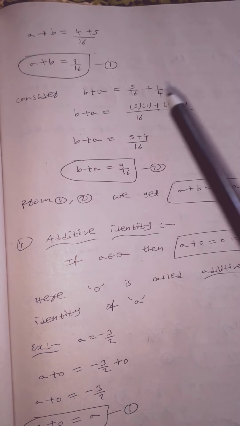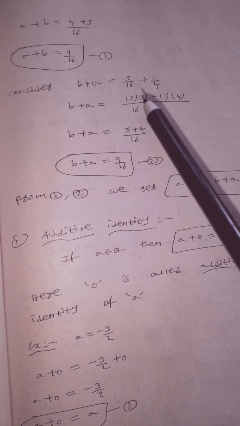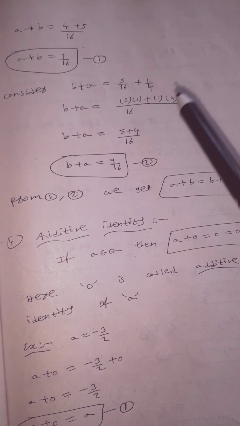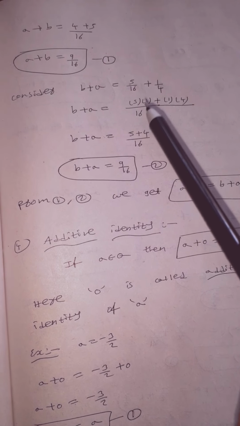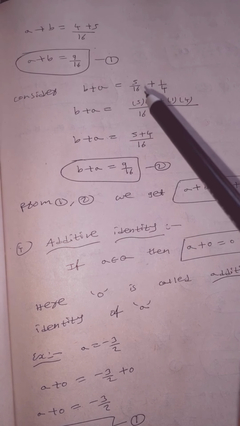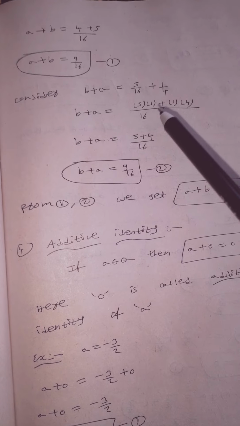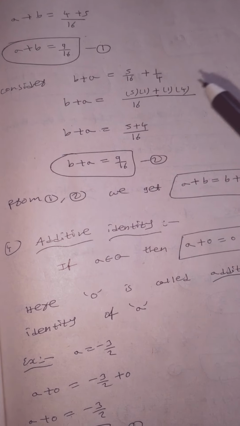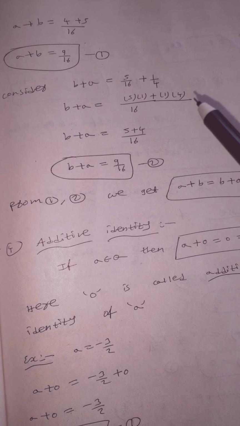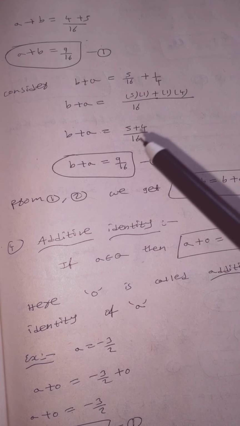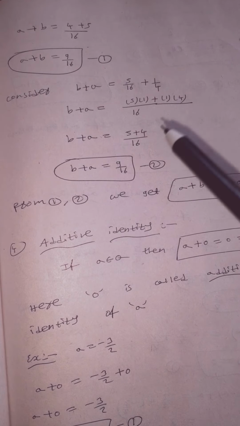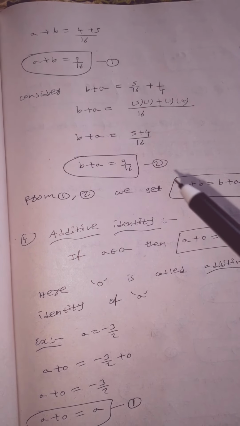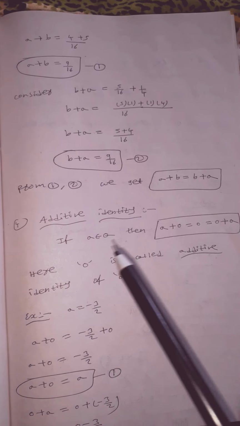Equation 1. Next consider B plus A. B value I have taken 5 by 16. A value I have taken 1 by 4. Same. 16 comma 4 LCM is 16. So here write 5 as it is, children. So in 16 table 16 goes 1 time. So that's why I have written 1 here. Plus write this 16 as it is. So in 4 table 16 goes how many times, children? 4 times, by 16. 5 1s are 5 plus 1 4s are 4. 5 plus 4 is 9, children. 9 by 16. From 1 comma 2 we get both are the same answers.